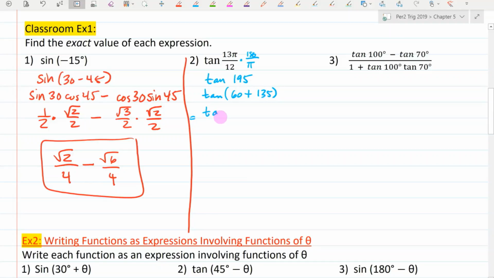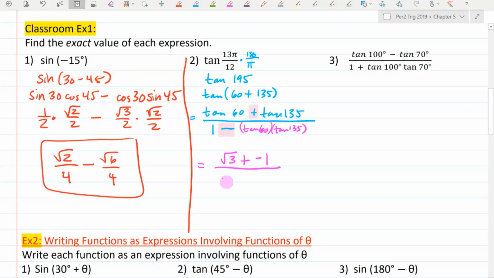So that's going to give me tangent of 60 plus tangent of 135, divided by 1 minus the top for tangent. If this one's plus, this one will be minus, okay? So minus tangent of 60 times tangent of 135. I'm going to leave room over there, so I'm going to go this way. Tangent of 60. Tangent of 135 is negative 1. On the bottom, I'm going to have 1 minus radical 3 times negative 1. So that'll be radical 3 minus 1 and 1 plus radical 3 at the bottom.